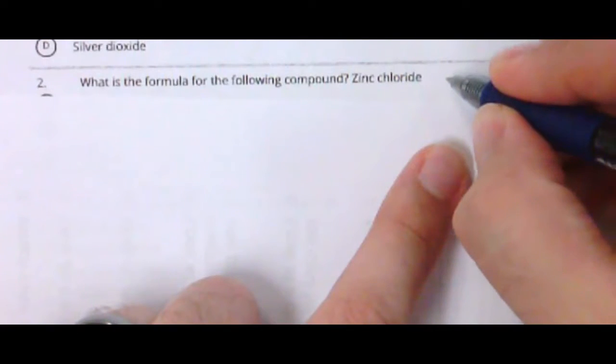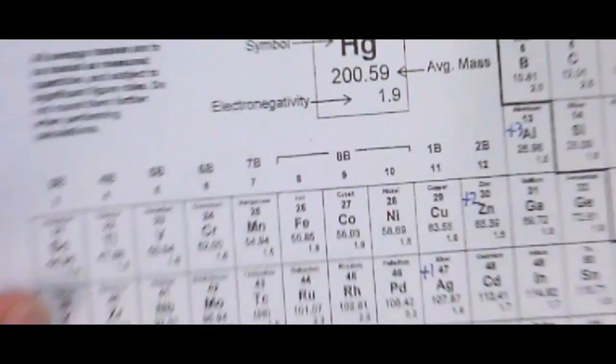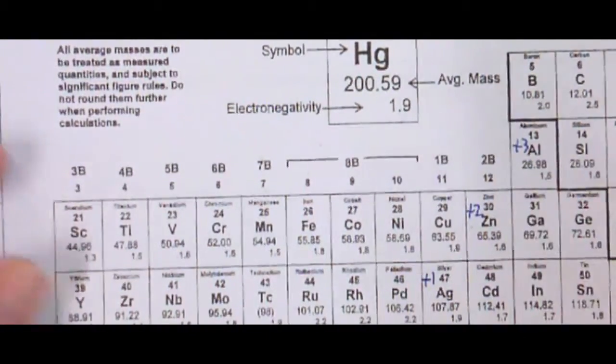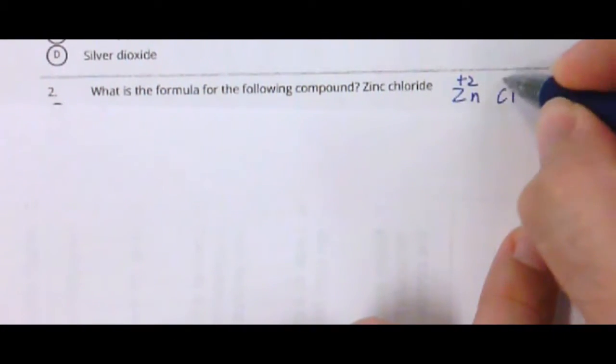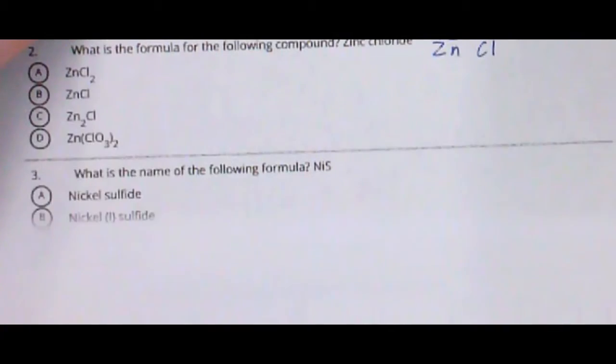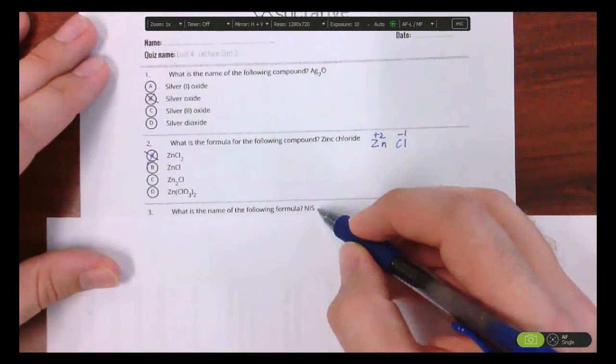So anyway, we just do it like normal. You got zinc, which according to your periodic table you're going to have to kind of know those three off the top of your head, but you'll know by that time. And then chlorine is a -1. You crisscross, and what do you end up with? A.